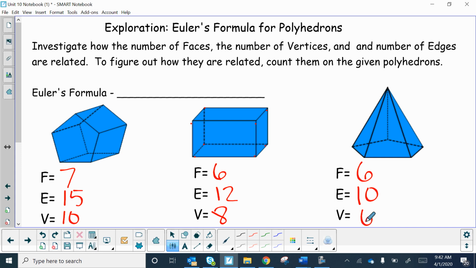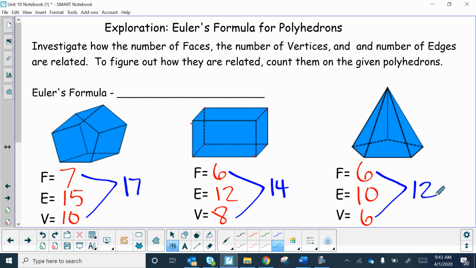So if you study these numbers, what does it look like could happen here? Maybe perhaps if you add two of them and then figure it out, pause this video and see if you can figure it out on your own, and then I'll put the answer up here in a second. So right now I'm looking at, if I add these two right here, look what happens. If I add the faces plus the vertices, if I add those two, that's 17. If I add those two, that's 14. If I add those two, that's 12.